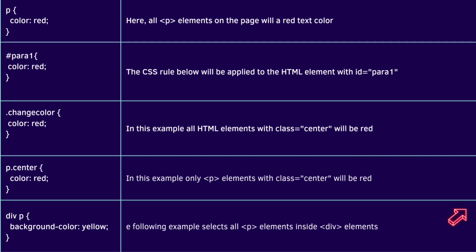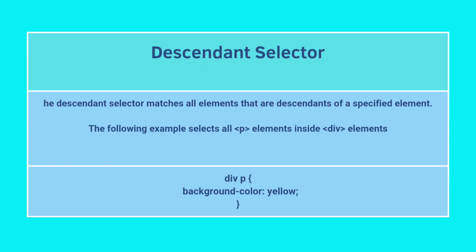If we put a space between two elements, it means all the elements that exist in the first element, like in this example, all the p that exist in a div element will be selected. We call this type of selector, separated with spaces, descendant selectors.